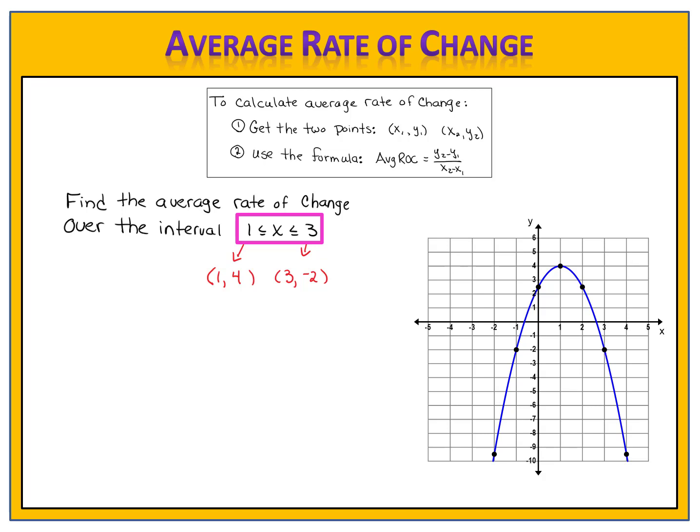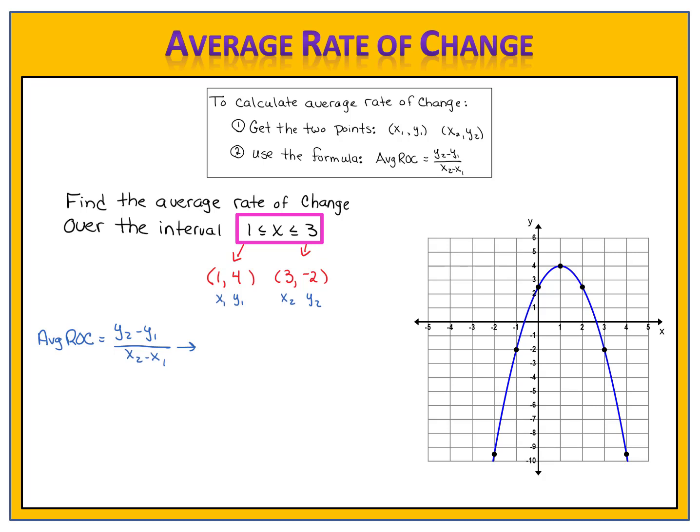The next step is very important. Label the points x1, y1. The x1 and the y1 go together, the first input and the first output. And x2, y2, the second input and the second output. Then write your formula. Average rate of change equals y2 minus y1 divided by x2 minus x1.